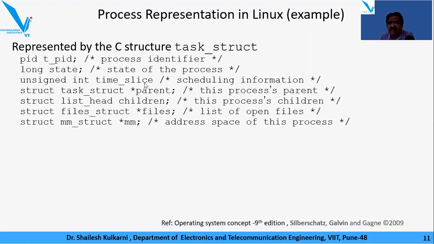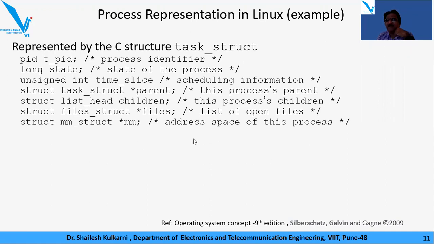Unsigned integer, that is the time slice. What is the scheduling information? What is the time slice for which this particular task runs, when it started, when it will end, and after ending, what is the next task that is scheduled? So this unsigned integer is given as a time slice in the number of ticks, or maybe directly the time itself. Then you have the task struct as a parent process, then the head of the children processes, then the different files that are opened, or the memory management struct which is pointed to by mm.